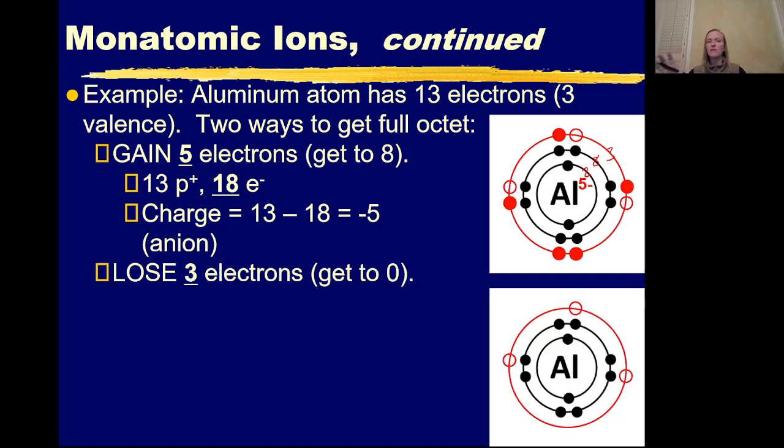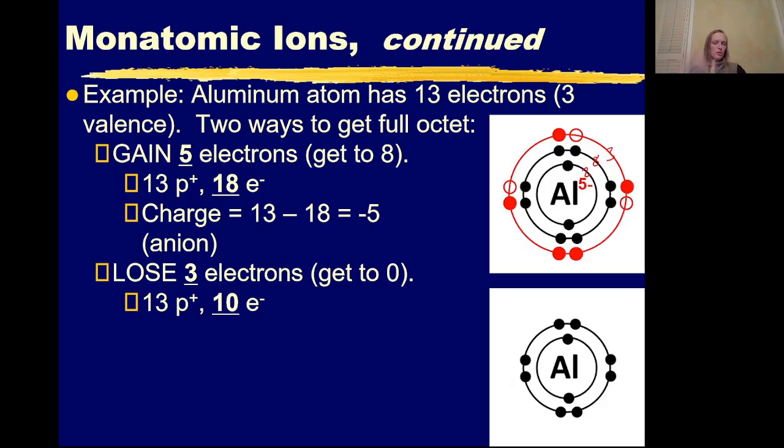Alternatively, instead of gaining 5 electrons, we could lose 3 electrons. Those 3 electrons that are in the outer shell, we could just cross them off, make them disappear. In this case, we lost 3 electrons. So the protons are winning here, and we have a charge of +3.